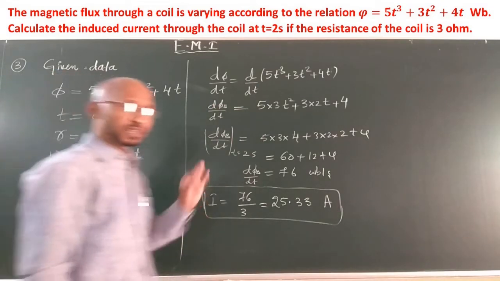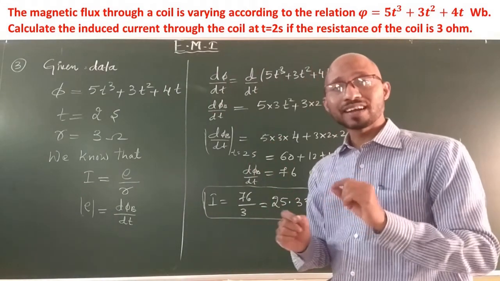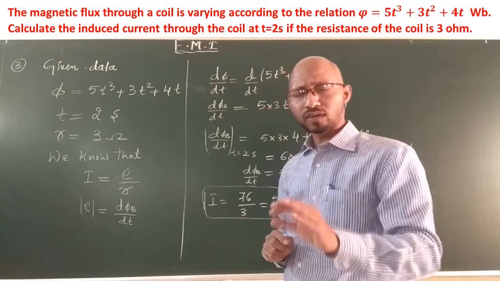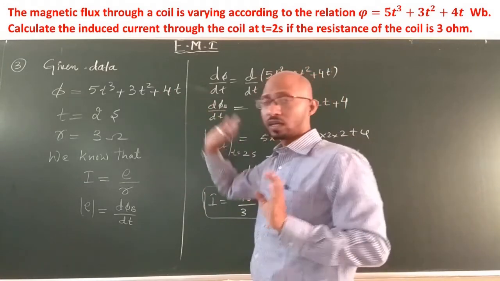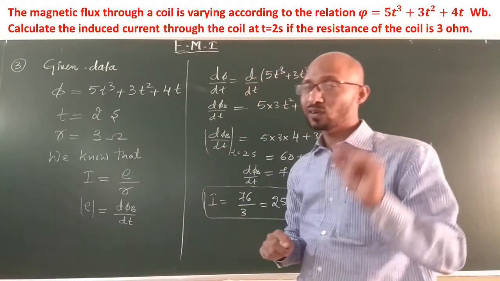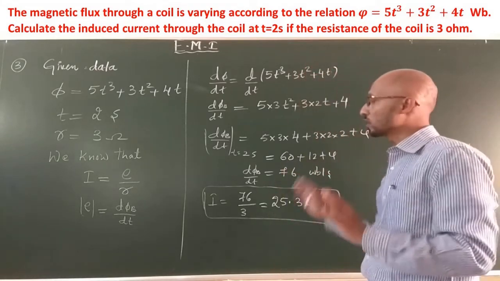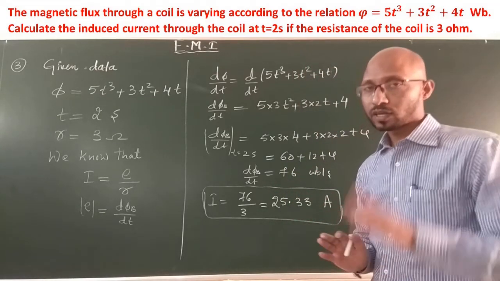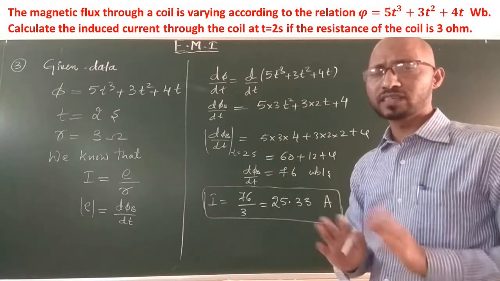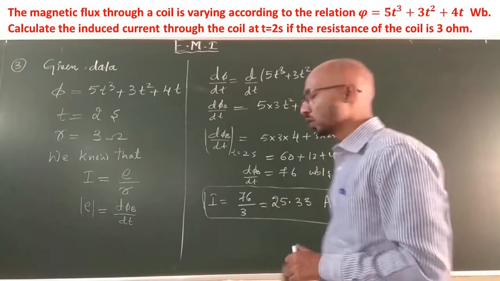Now if you understand, this is one unique question in which the varying magnetic flux equation is given with time. They will give you the time, the resistance of the coil, and they will ask you about the amount of induced current. This is one of the unique questions where the equations tell us. This is a very easy question, asked for 3 marks basically. Repeatedly they ask 3 marks questions.